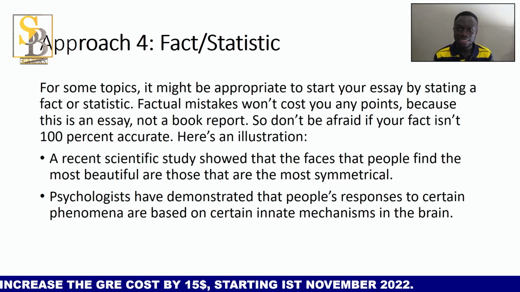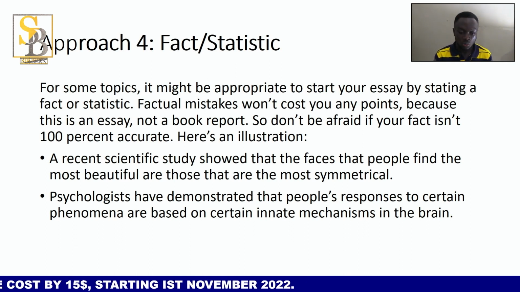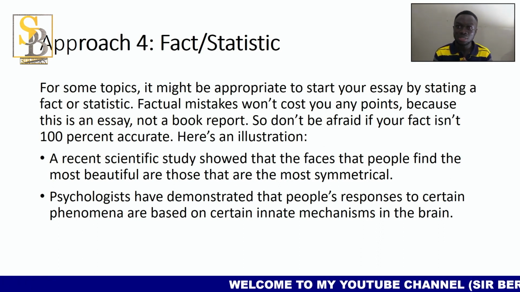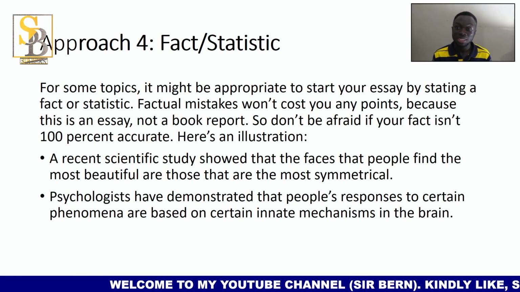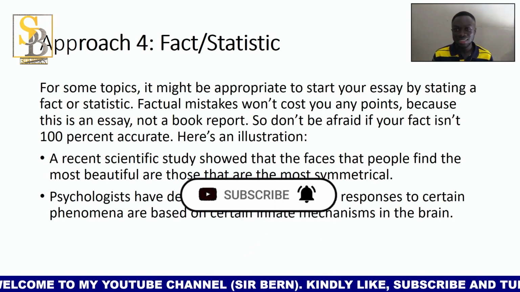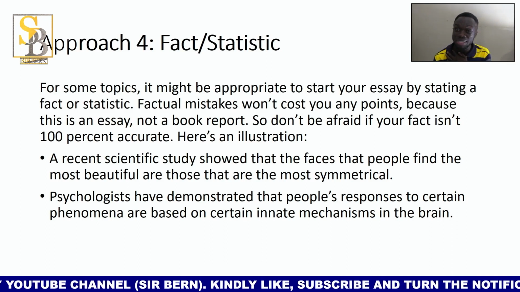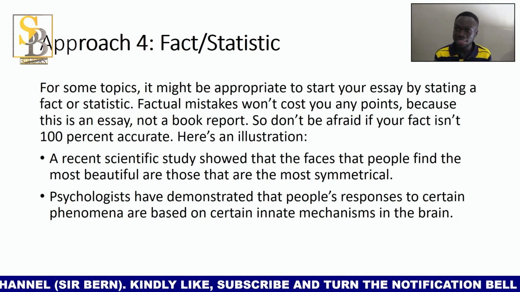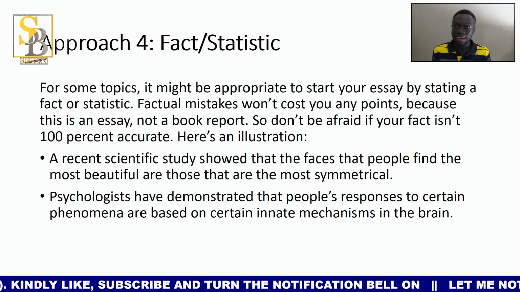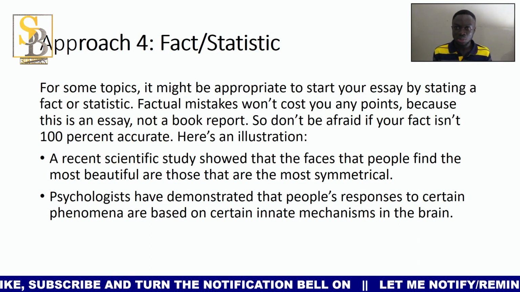Then the fourth one is fact or statistics. You can use a fact or statistics to establish the topic. For some topics, it will be very appropriate for you to start with a fact or statistics. Factual mistakes will not cost you anything. Let's say that per the research that they did, they came out with 63%, but you go and say 60%. You have made a factual mistake, but for what you want to use it for, you want to use the majority. So 60% is still a majority, and it will hold for what you want to say.